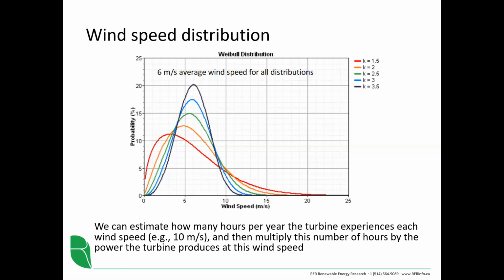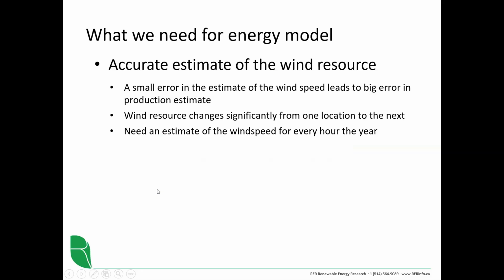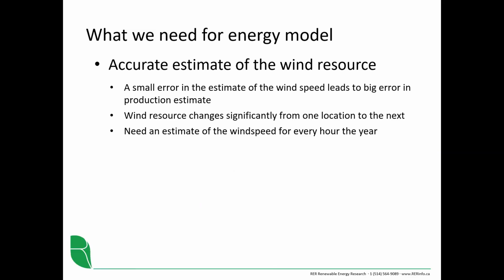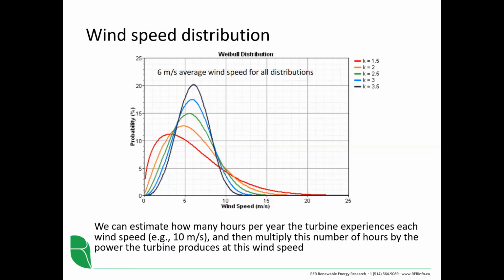And if we plug this in, or we use this to estimate the number of hours per year that we have each wind speed, and then we combine that with the turbine power curve, we can come up with an estimate of the electricity production over the course of the year. And that's the approach that RETScreen is going to use. We don't actually have to do that. RETScreen does that. But this is the information we're going to have to provide to RETScreen.